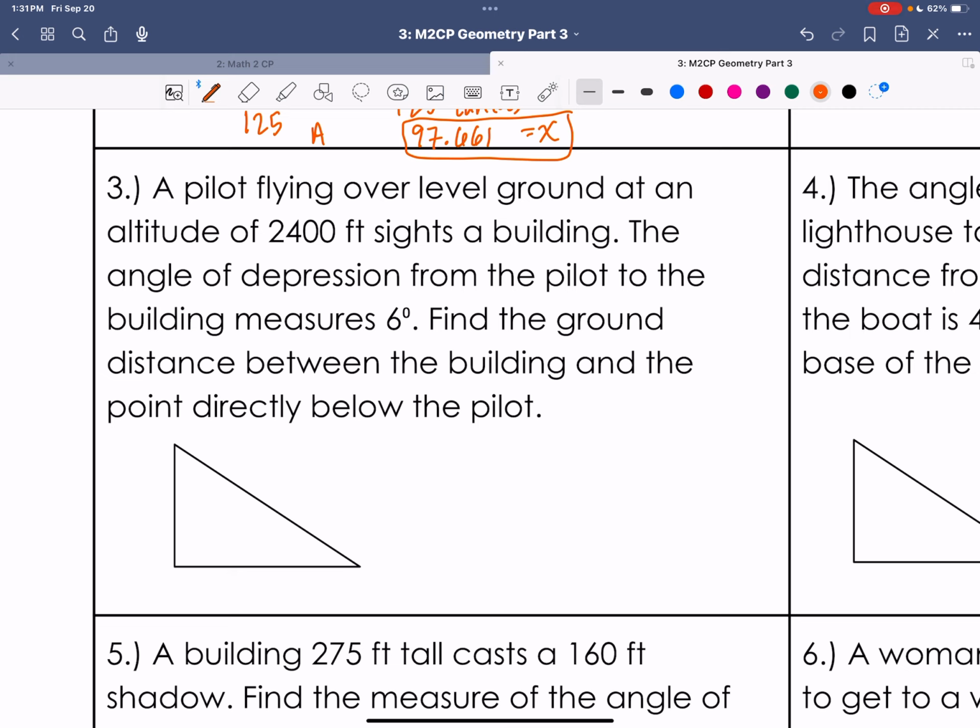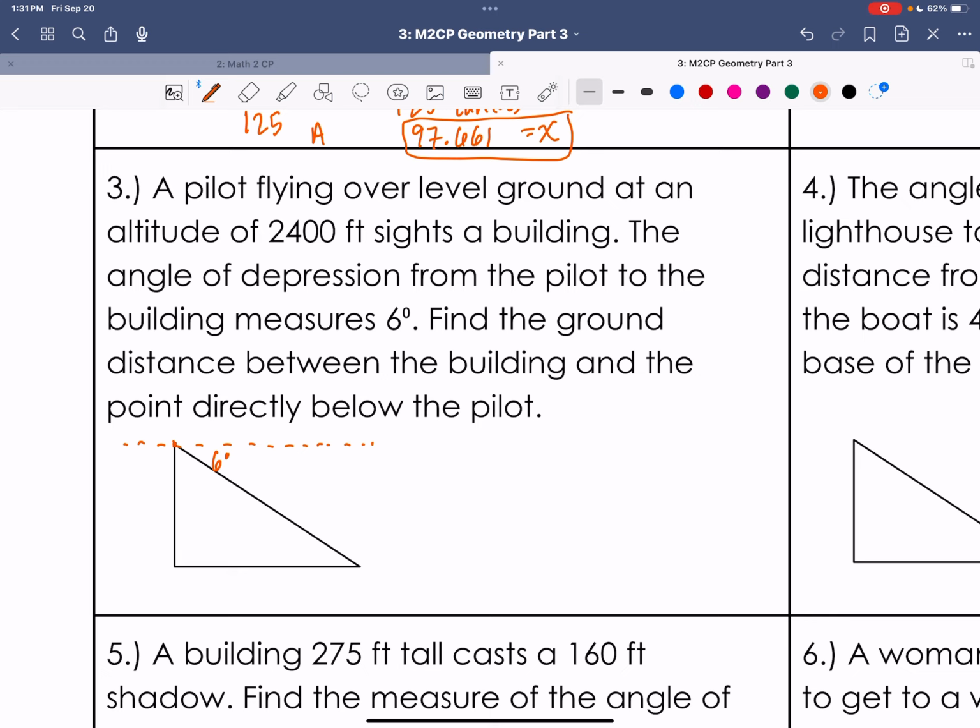All right, this next one is a pilot flying over ground level at an altitude of 2,400 feet who sights a building. So the pilot's up here. The angle of depression from the pilot to the building is 6 degrees. So this is a little different. This one is your angle of depression. Your angle of depression is going to be 6 because your horizontal line's up here. This is your horizontal line, and your angle of depression is right here. So this is 6 degrees, and it says it's flying over the ground level.